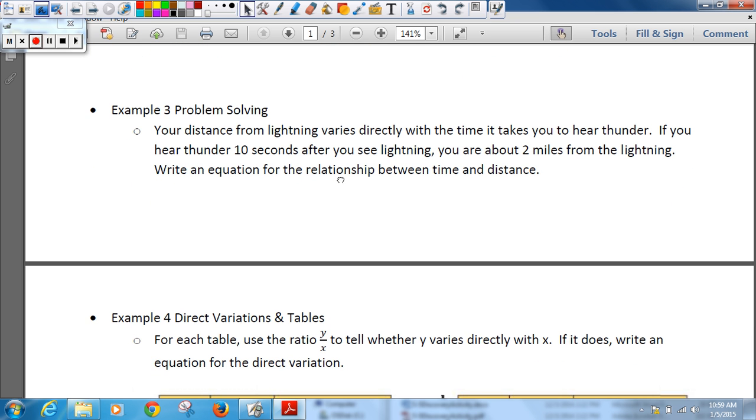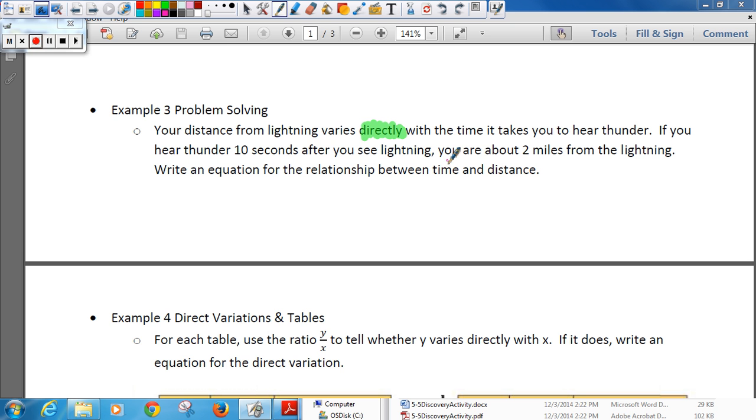Example number 3 says, your distance from lightning varies directly with the time it takes you to hear thunder. So directly means a direct variation. If you hear thunder 10 seconds after you see lightning, you are about 2 miles from the lightning. Write an equation for the relationship between time and distance.